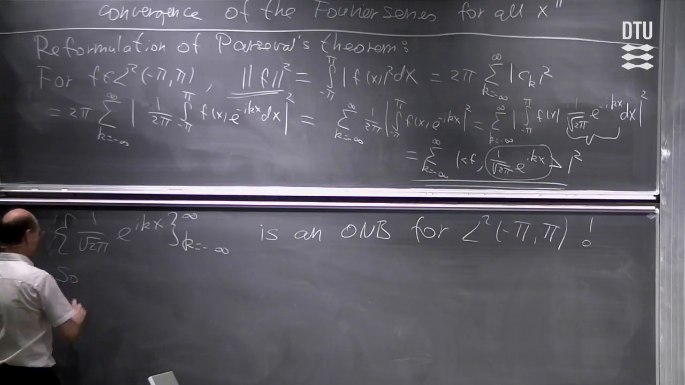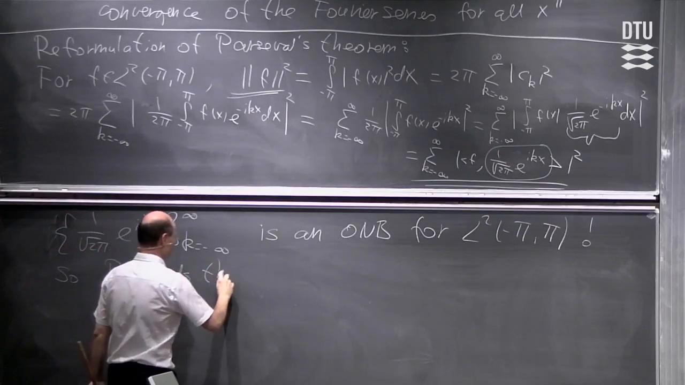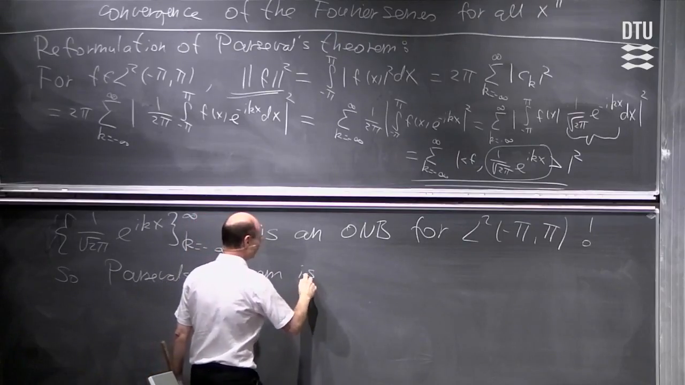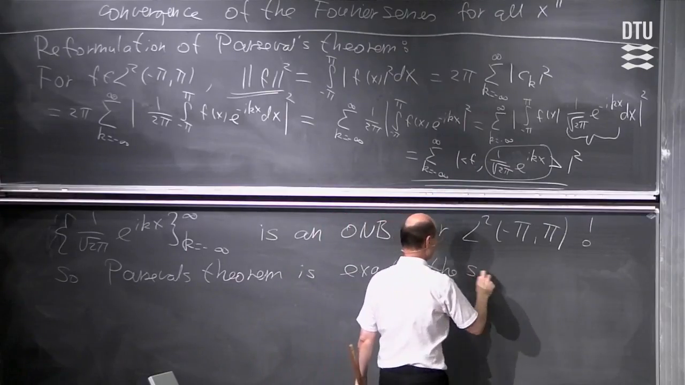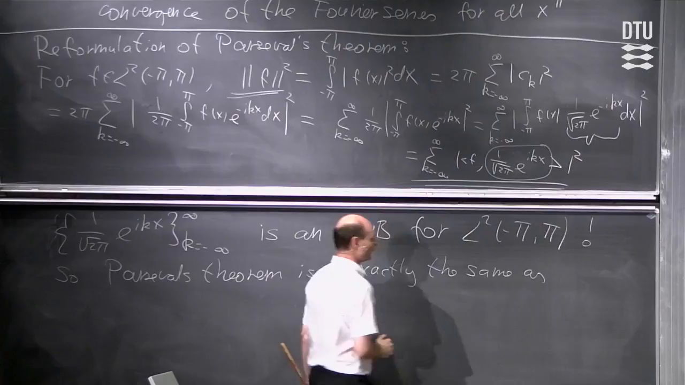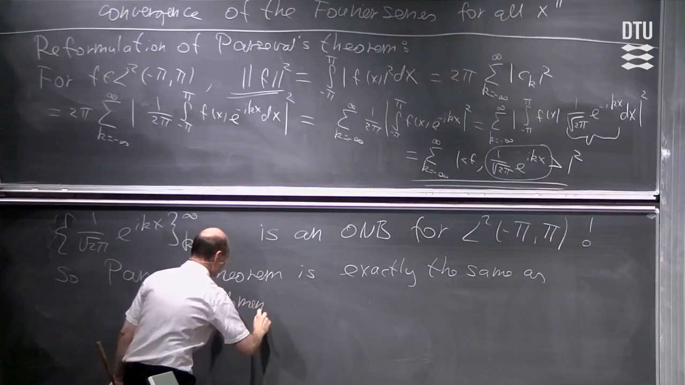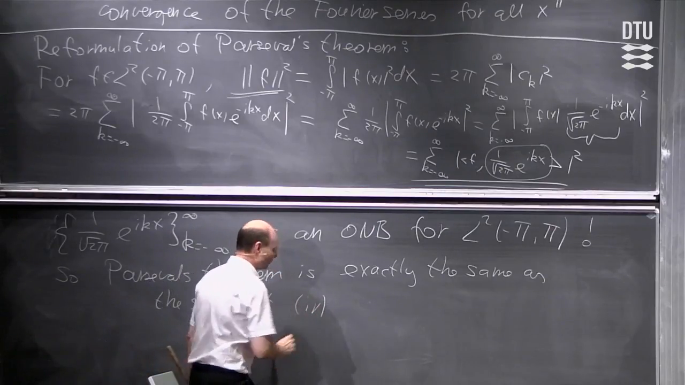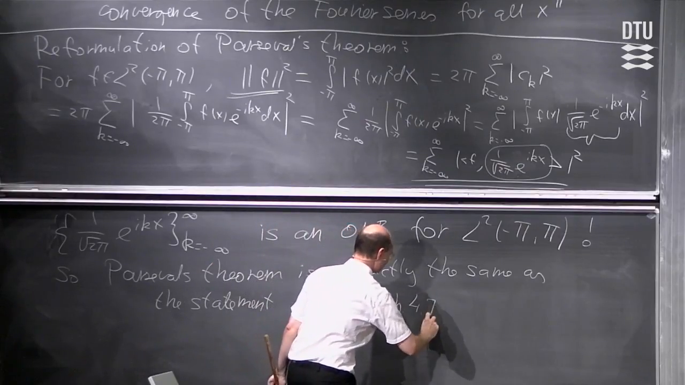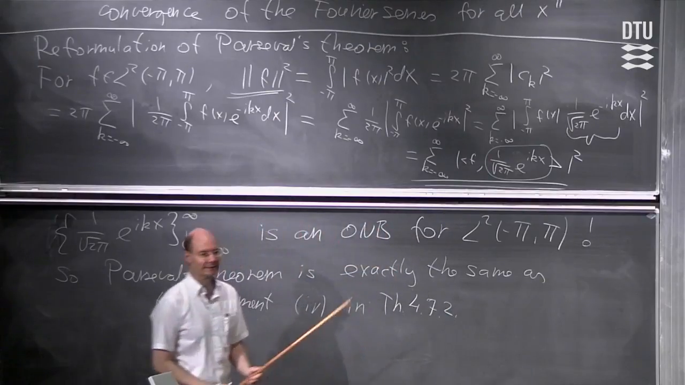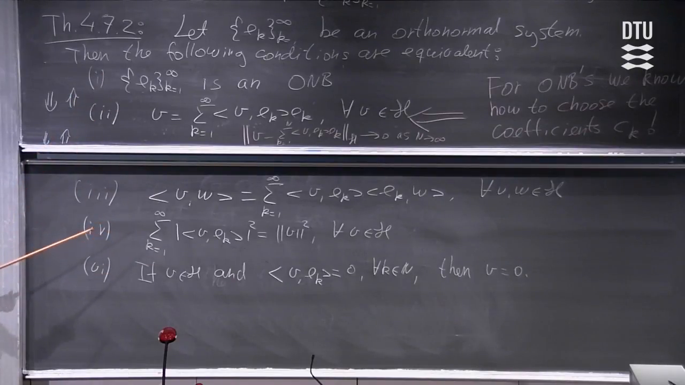So Parseval's theorem is exactly the same as the statement that, you said, was number 4 in our theorem. So that means also the Parseval identity is actually a special case of the theorem that we have here.